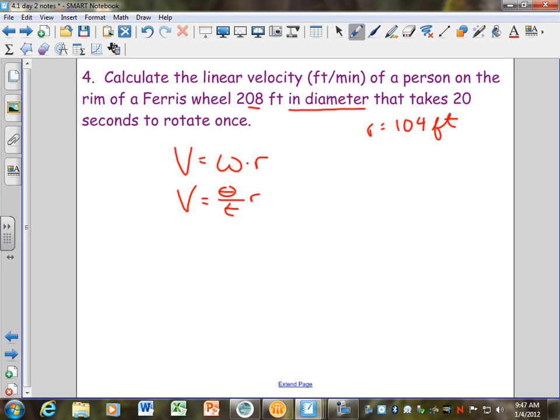What about time? We know time is 20 seconds, and we can go ahead and plug in 20 seconds. They want us to change it to minutes eventually, so we're going to have to change seconds to minutes. Do you want to plug in 20 seconds now and change it to minutes later, or can you tell me how many minutes is 20 seconds? One third, right? Because there are 60 seconds in 1 minute, 20 over 60 is 1/3 of a minute.